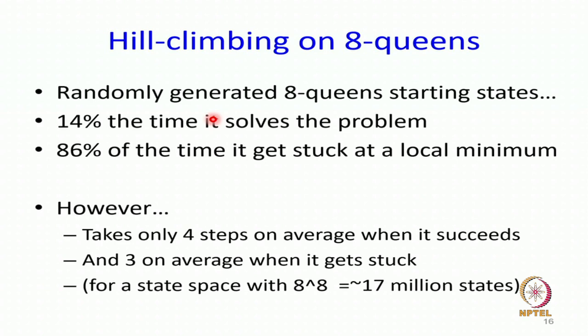So basically what happens with hill climbing, you start and about one of 7 times you have solved the problem, or you are stuck. But it happens in 3 or 4 steps. Now think about this: this is the power of local search and the weakness of local search.